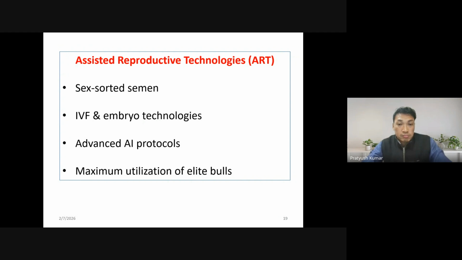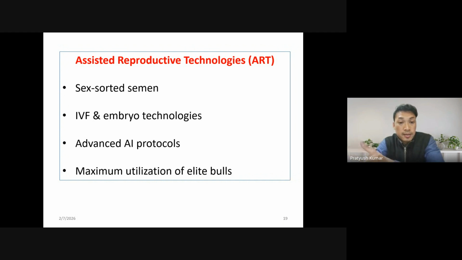Now, some new techniques have also come up. Sex sorted semen, which gives you 80 to 90% female calves. IVF and embryo technologies, advanced AI protocols, meaning better accuracy.